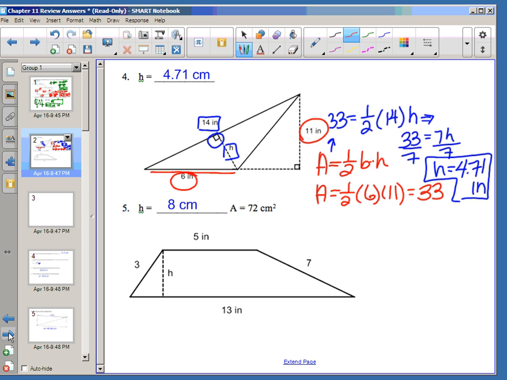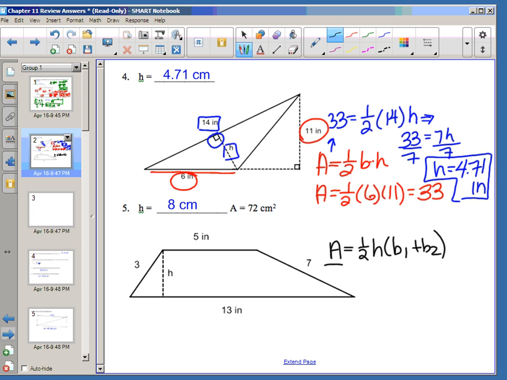So the last one on this page, actually there's one more on this page, but the last one that I have on my slide is a trapezoid. And you will be getting a formula sheet on your test, but it is good to have the area of a trapezoid memorized. Its area is 1/2 height times base 1 plus base 2. This one, I just need to start filling in what I know.